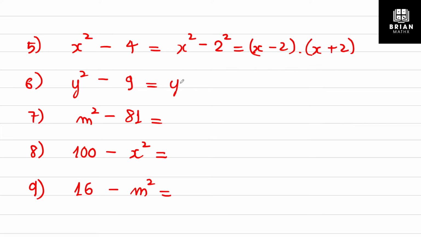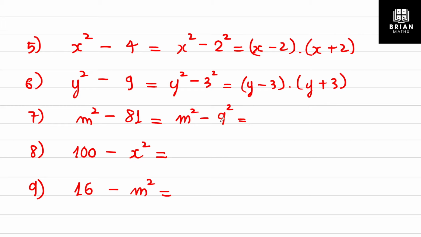Okay, the next one, you have y square, and I change 9 to 3 square because 3 square equals 9. So we get y minus 3 in the first bracket, and in the second bracket you get y plus 3. The next one, you get m square minus 9 square. 9 square equals 81. So the first one is m minus 9, and the second one is m plus 9.